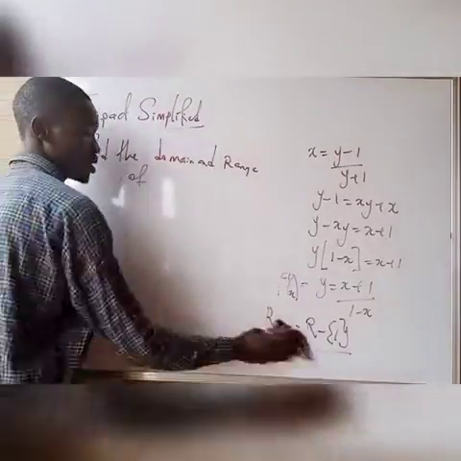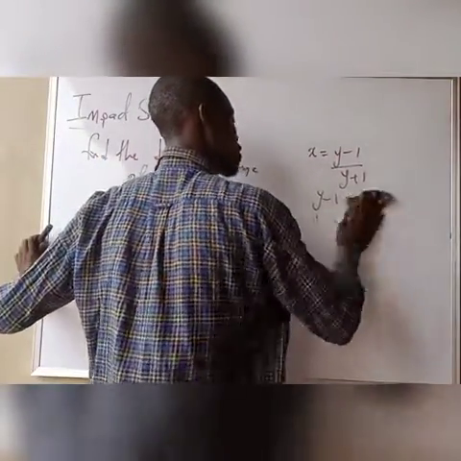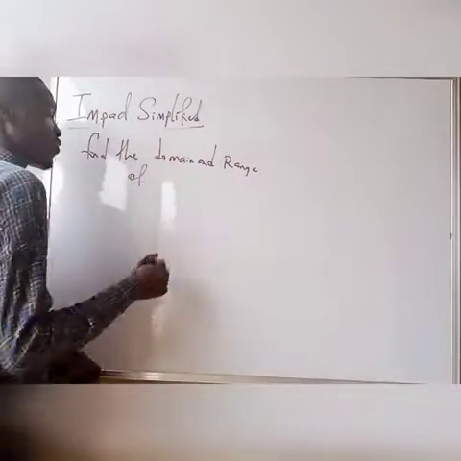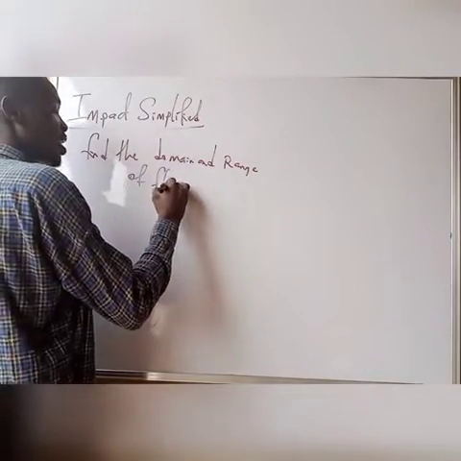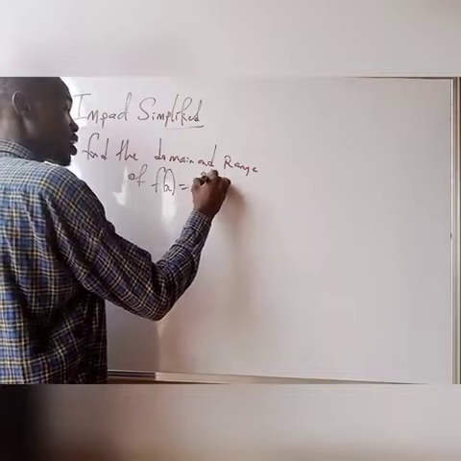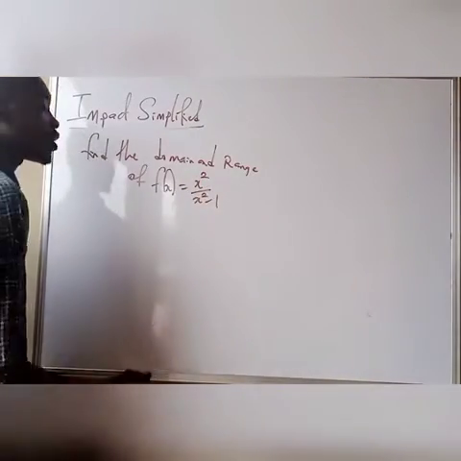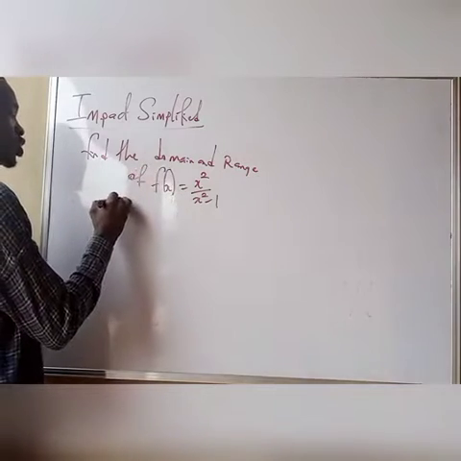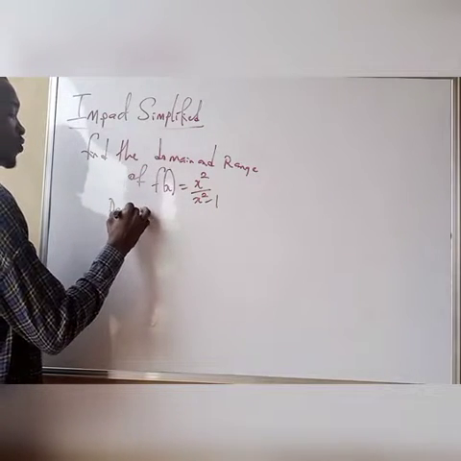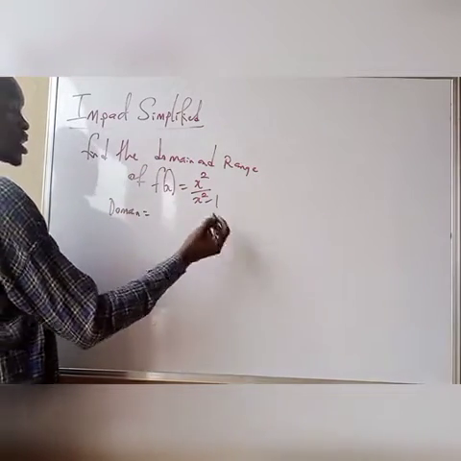And now let's look at the last aspect of it. And that is where we are now going to have a square root. For instance, they said f of x is equal to x squared over x squared minus 1. So how can we solve this? That means your domain is being gotten from the question.